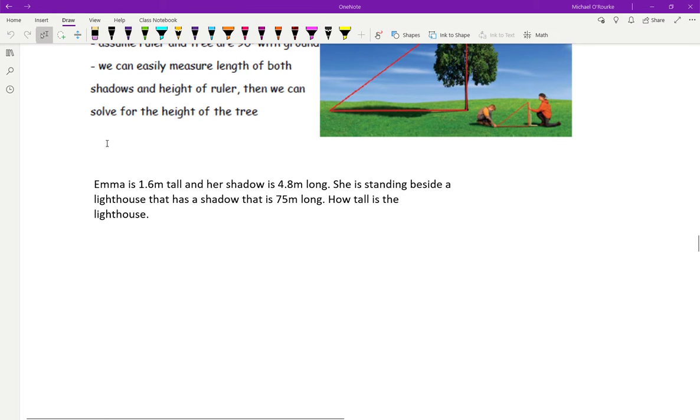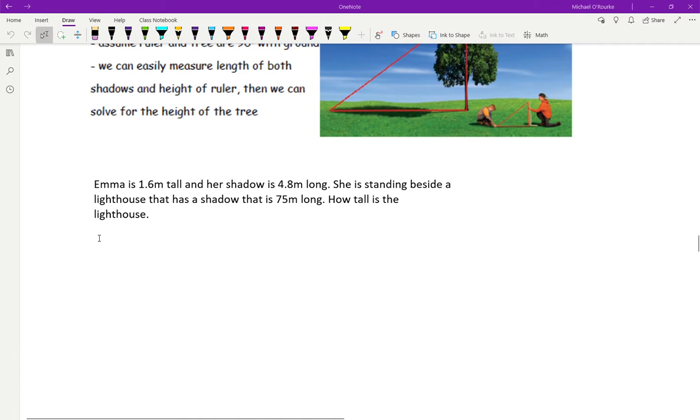I'm going to read it, wait about 30 seconds or so. So people who want to try to draw it out before I do can try, and then I'll draw it out as well. Nice thing is once we've drawn it out, it's just like the questions we did before. So Emma is 1.6 meters tall, and her shadow is 4.8 meters long. She's standing beside a lighthouse that has a shadow of 75 meters long. How tall is the lighthouse?